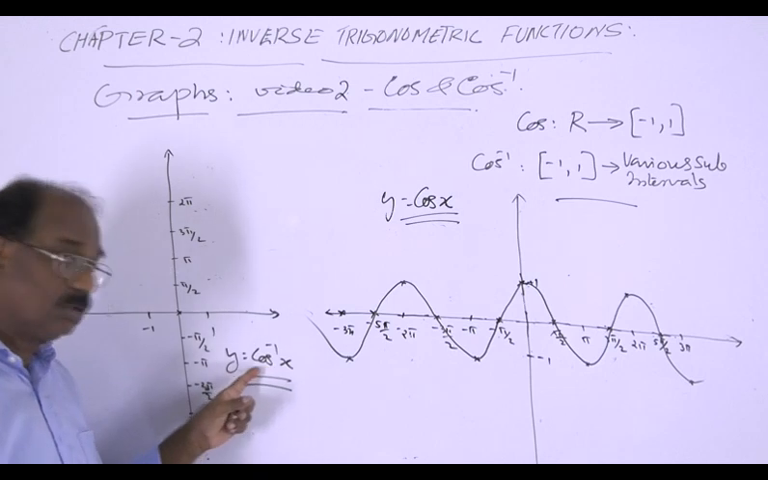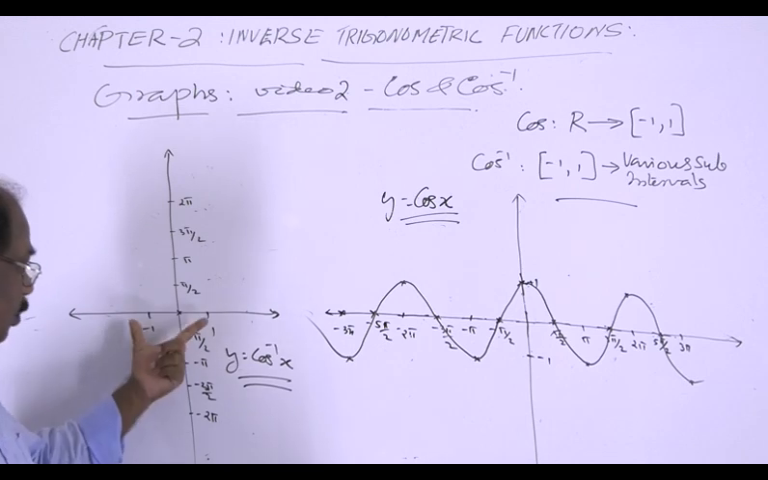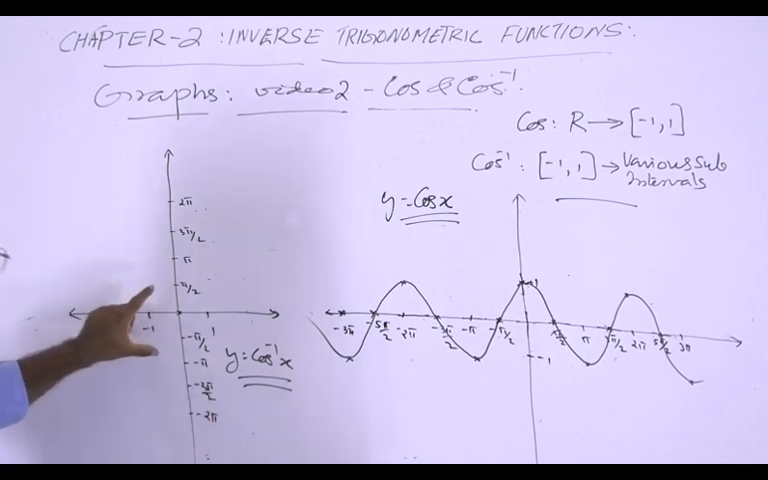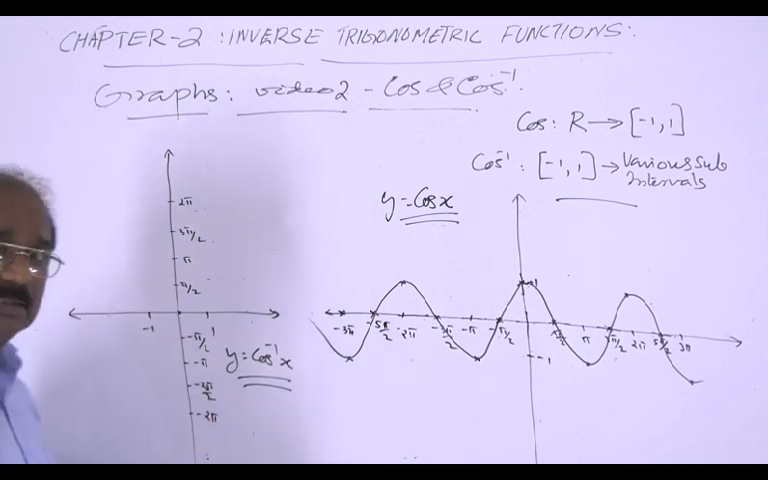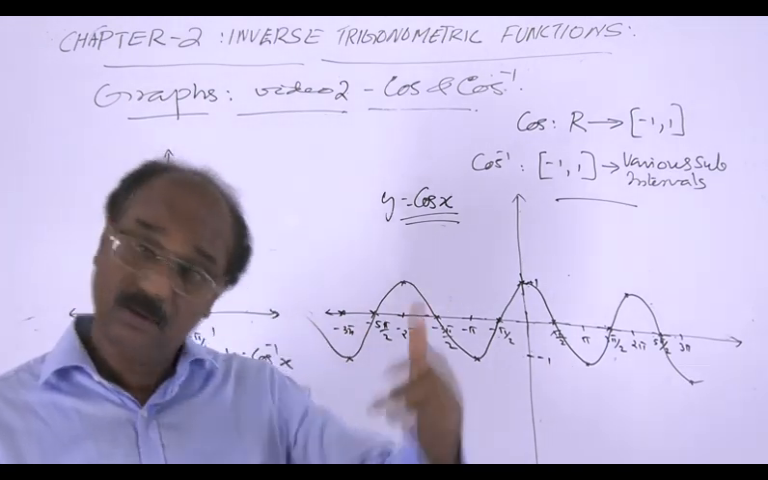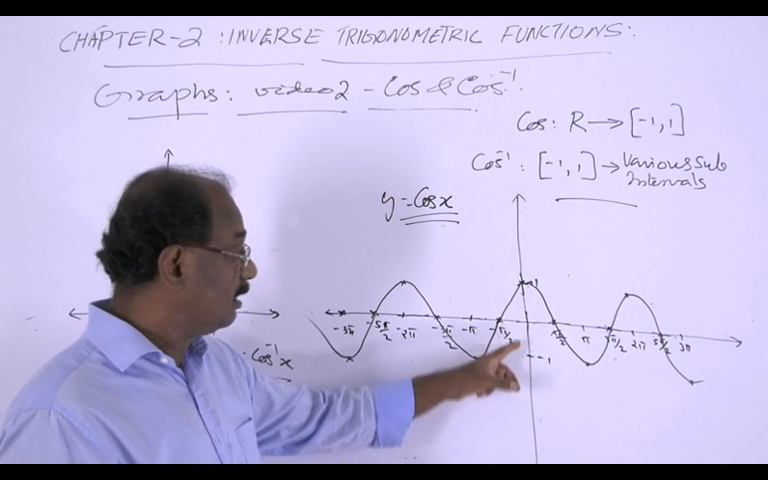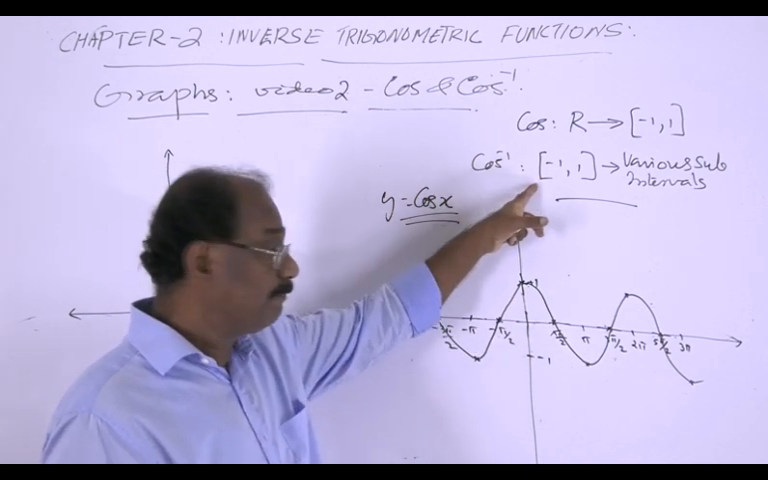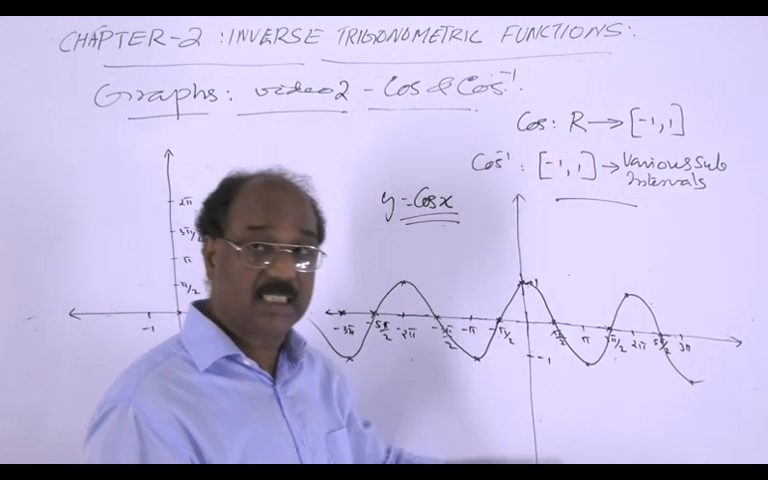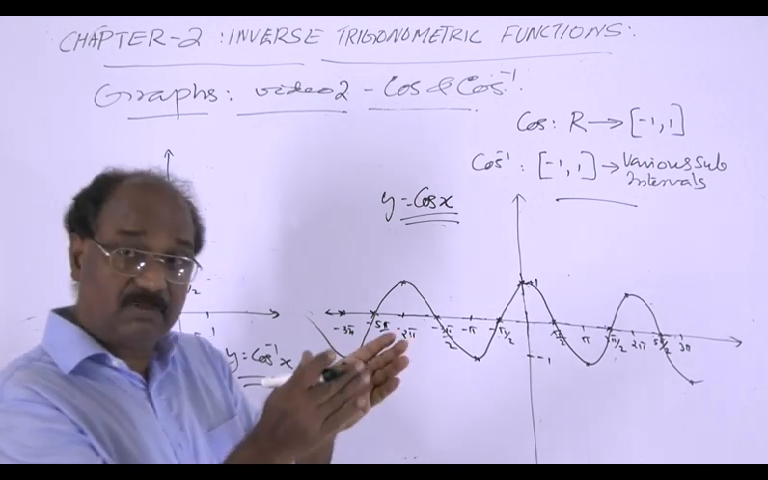Now for the graph of its inverse, y equal to cos inverse x. Along the horizontal axis, mark the points minus 1 and 1. Then there are the various subintervals, so we can have the graphs of these branches in the same graph. So mark the various points. For this inverse, in this subinterval, the cos and its inverse correspond, so we can have the corresponding points.